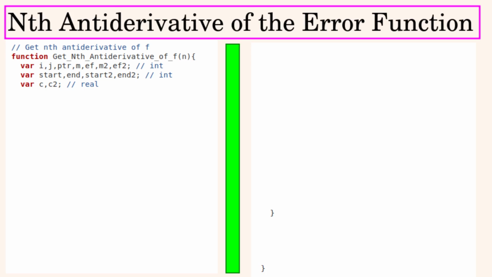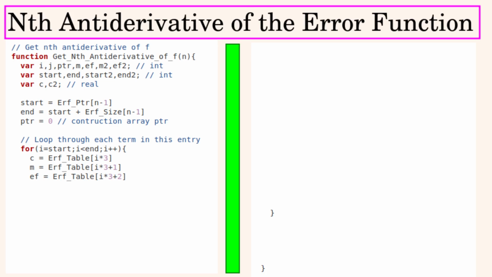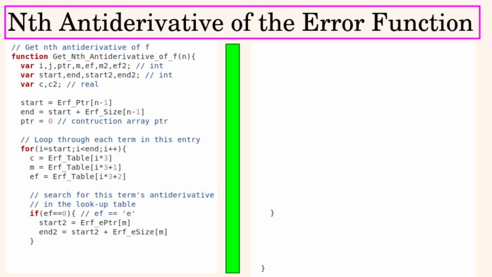Now to write some code. This function gets the nth antiderivative of f from the previous one, the n-1th antiderivative of f. We'll get the start and end pointers to the n-1th antiderivative of f. We'll use this pointer to store the length of the nth antiderivative that we're yet to calculate. We'll loop through every term in the n-1th antiderivative of f and get the constants associated with it. We can use the variables m and ef to find its antiderivative in the lookup tables. If the term contains an e, then we'll look it up in the e lookup table. And if it contains an f, then we'll get its antiderivative in the f lookup table.